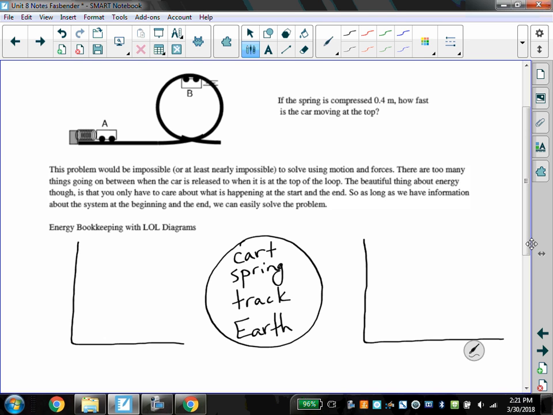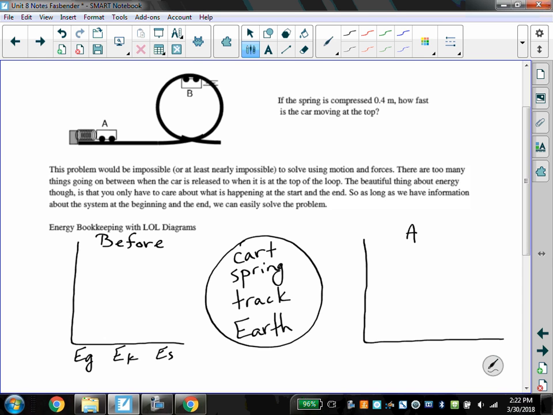Now this first L is going to be a bar graph, and this bar graph is going to show where the energy is before anything happens. We could have gravitational energy, we could have kinetic energy, we could have spring energy. We're going to ignore dissipated energy as the before. We're only going to see how much dissipated energy is accumulated over the course of the interaction.